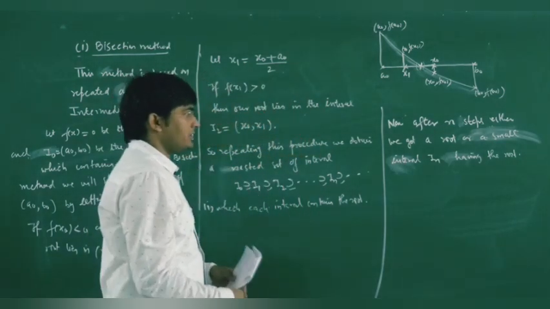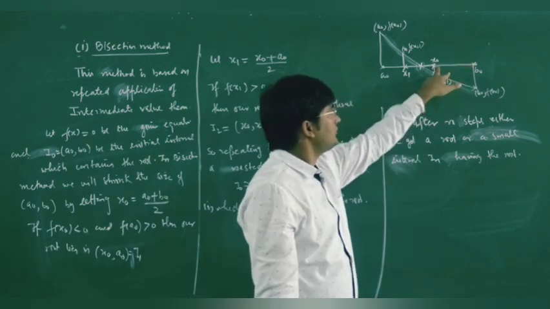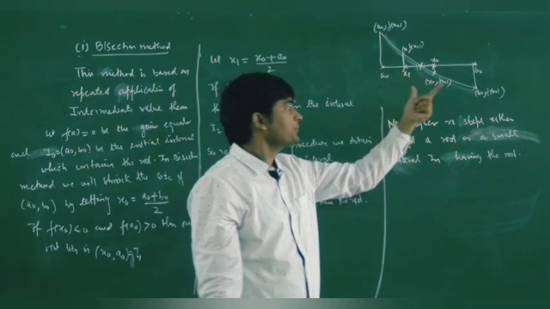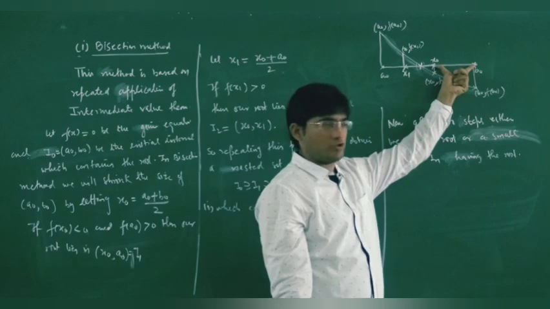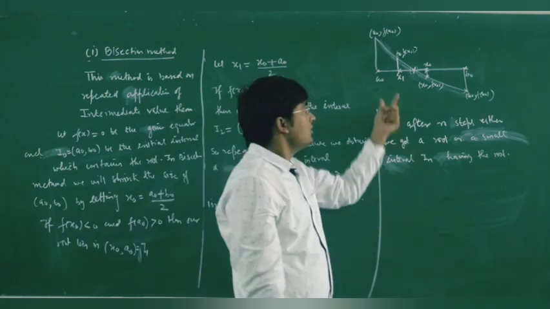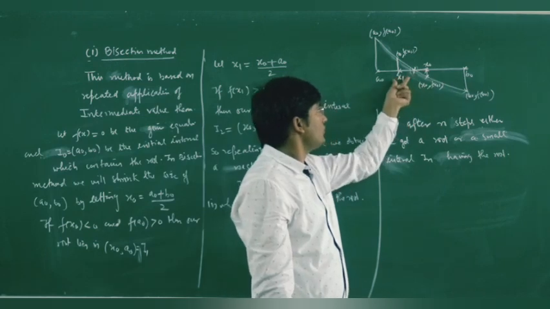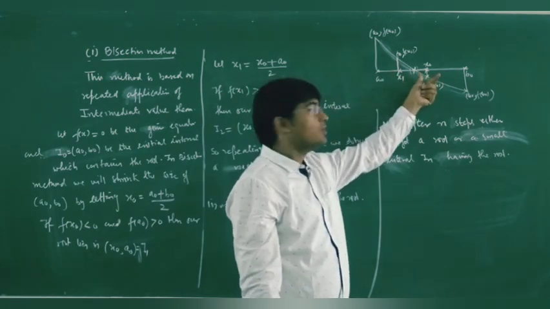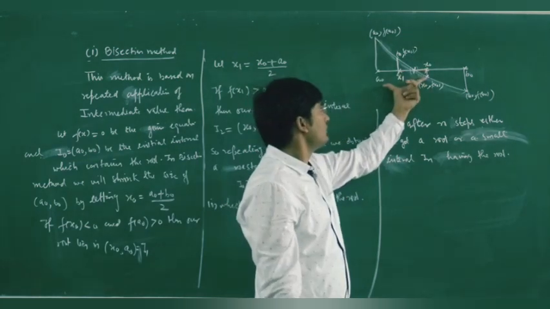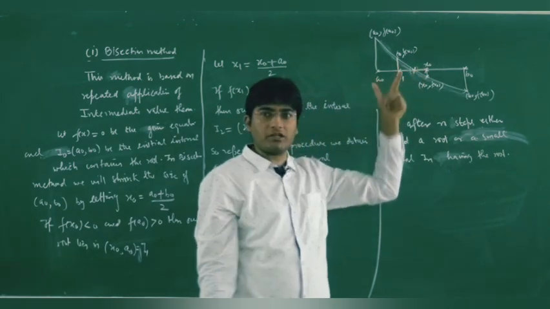Now, after n steps, at the first step we have the root at x naught, which is basically the midpoint of b naught comma a naught. So this length will be b naught minus a naught by 2. Again at the second iteration, we have the root at the midpoint of a naught and x naught. So the size of this interval will be half of b naught minus a naught by 2, that is b naught minus a naught upon 2 square.